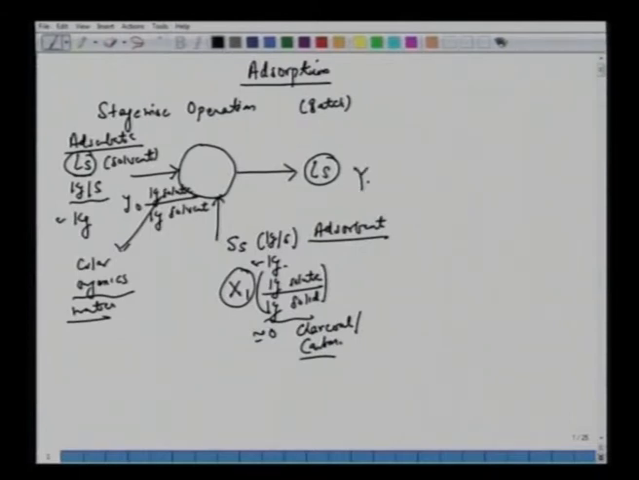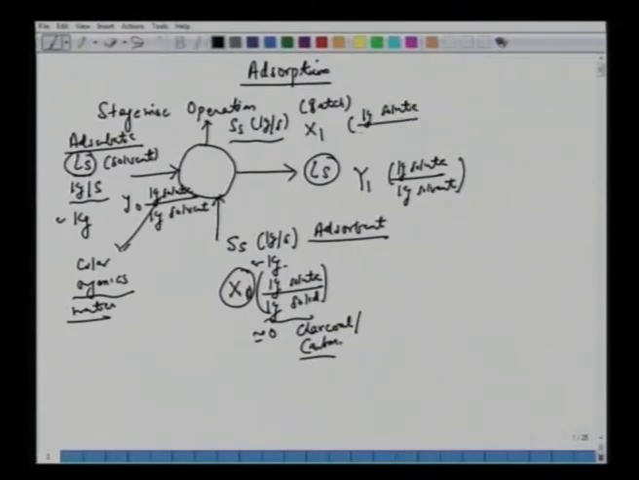Now this LS will also have certain units. So you have Y1, which is also kg solute per kg of solvent. And now this adsorbent will pick up the solute. So here you have the flow rate as SS. Again, it's the solid-free basis. The amount of adsorbent will remain the same, and this will have a concentration. Let's say we call it x0, and let's say this is x1. So x1 will be kg solute per kg of solid.